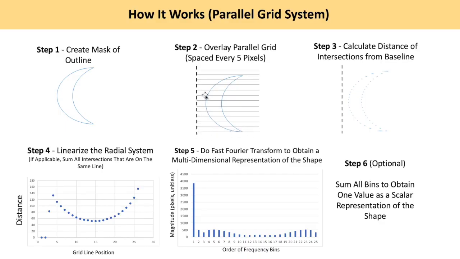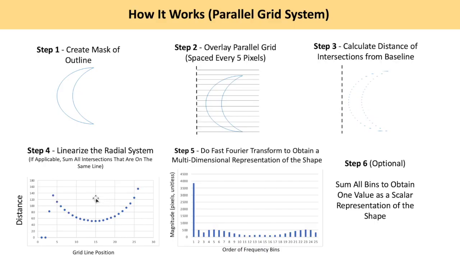It will also find the leftmost edge of your shape, and it will add 10 pixels to the left of that to define the line of reference. So this is the line from which we measure distance away from this line. Once it does that, it finds all these intersections between the grid lines and the edge of your object. After that, it calculates the distance of every point to the reference line, and if more than one point is on the same line, Shape Genie will sum those points into one.